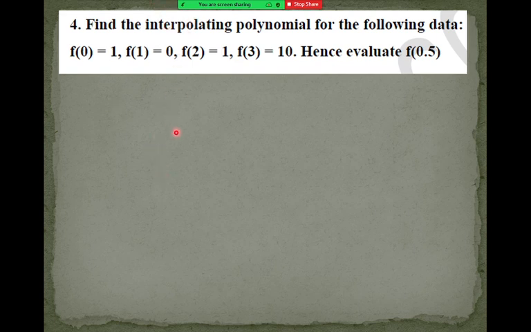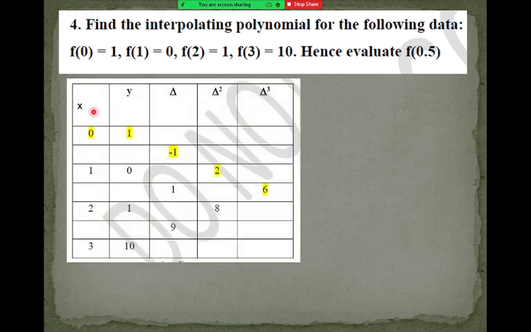Step number 1, we will prepare a forward difference table. You will observe the values of x written here, then values of y. First order, second order, third order differences are calculated. Whenever the initial value is 0, generally that type of question is asked in the exam for calculating the interpolating polynomial, because then it is simple to get fx. But it is not a compulsion that the initial value should be 0.